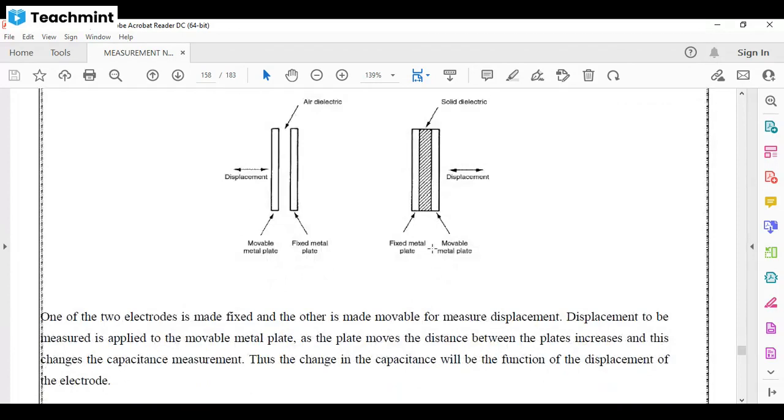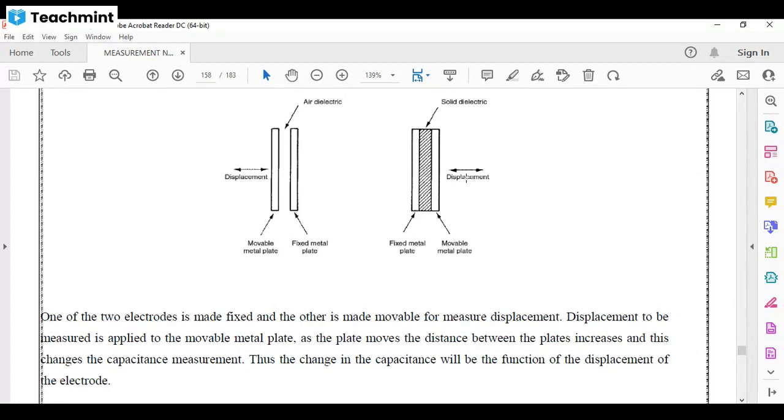So one of the two electrodes is made fixed and the other is made movable for measurement of displacement. The displacement to be measured is applied to the movable plate. As the plate moves, the distance between the plates is increased, and thus the change of capacitance is measured.